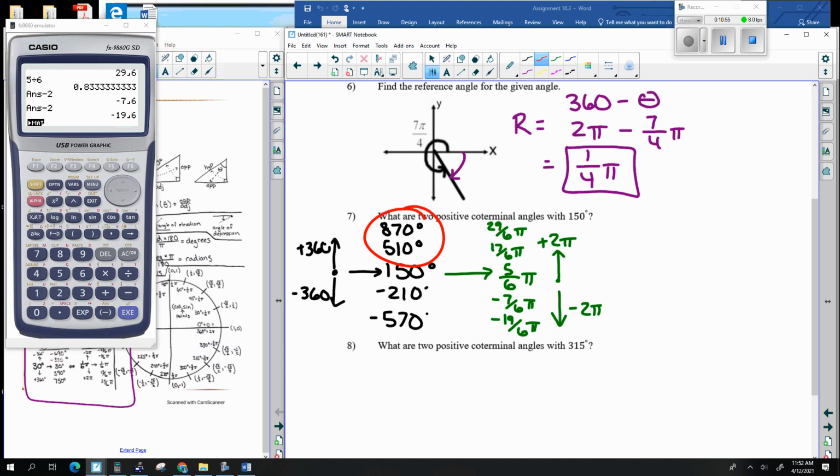So the answer on the test would be like, well, is 17 over 6 pi a coterminal angle of that? And you could say, yes, it is. Okay. All right. You could do that.